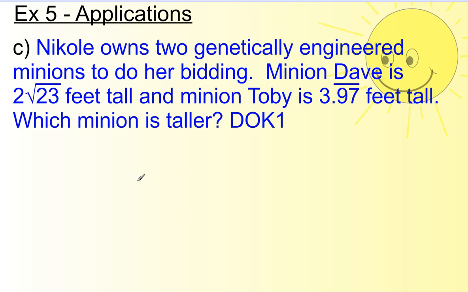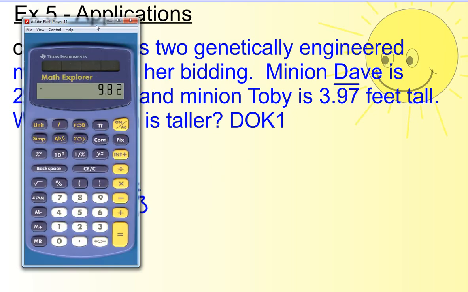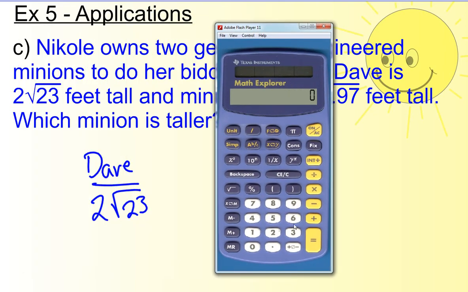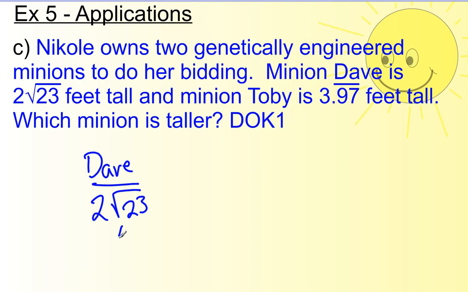Okay, so let's see here. Minion Dave is 2 square roots of 23. Well, what is the square root of 23? The square root of 23 is about 4.8. If you want to round that a little bit, 4.8. Times by 2 gives me 9.6. Now we're still estimating. It's about 9.6.